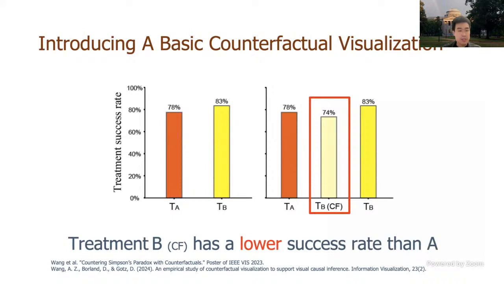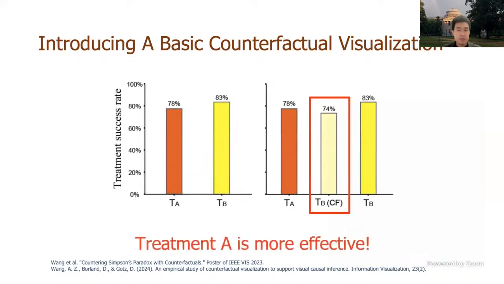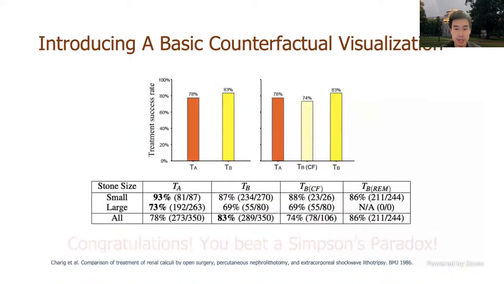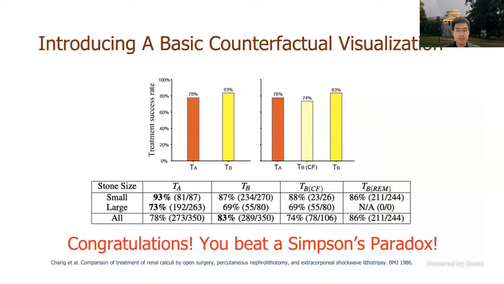What we can observe here is that the counterfactual version of treatment B has a lower success rate than treatment A, and this actually indicates treatment A is more effective than treatment B when considering patients in the same conditions. And this is one of the most famous examples of Simpson's paradox, and now you have successfully beaten it. We also show the overall datasets here. Now the counterfactual visualizations lead us to think about things differently, while keeping the simplicity, rather than going to complex graphical causal models with just simple statistical charts.